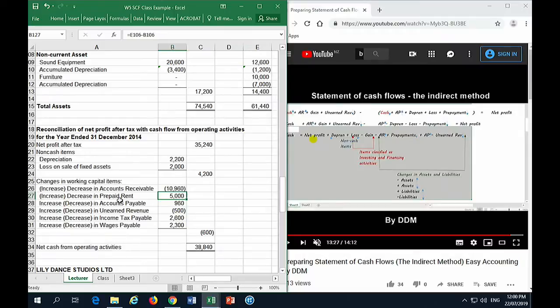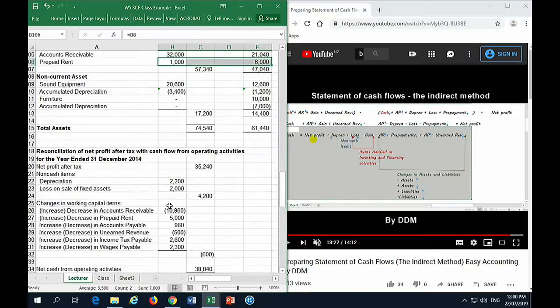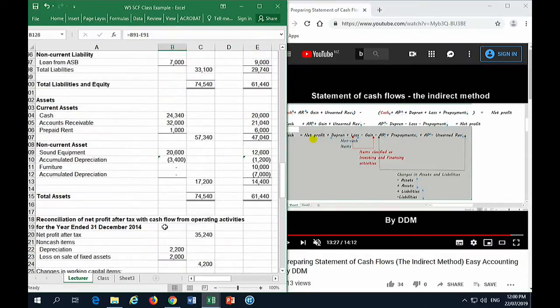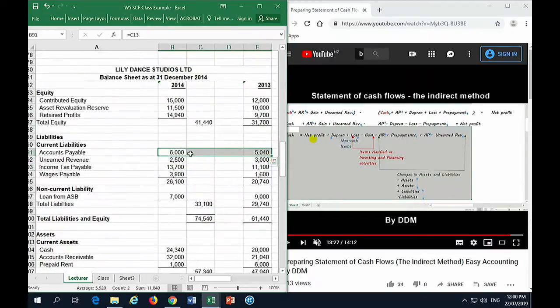Next one, prepaid rent. Do we have an increase or decrease there? We have a decrease. How do we take care of it? When we have a decrease, we plus it, $5,000, right? Accounts payable, where do we find the change? Current liabilities. Good job, right?